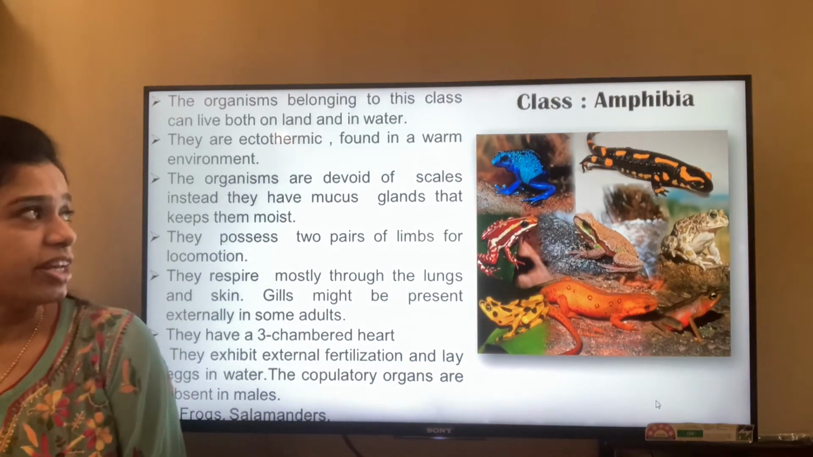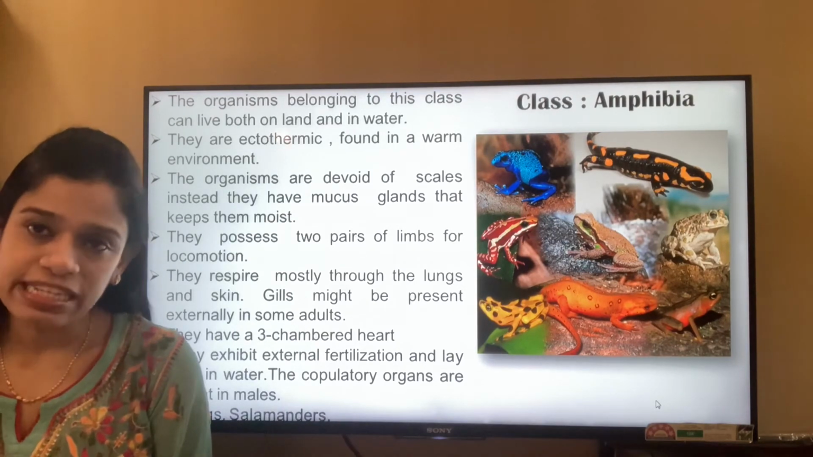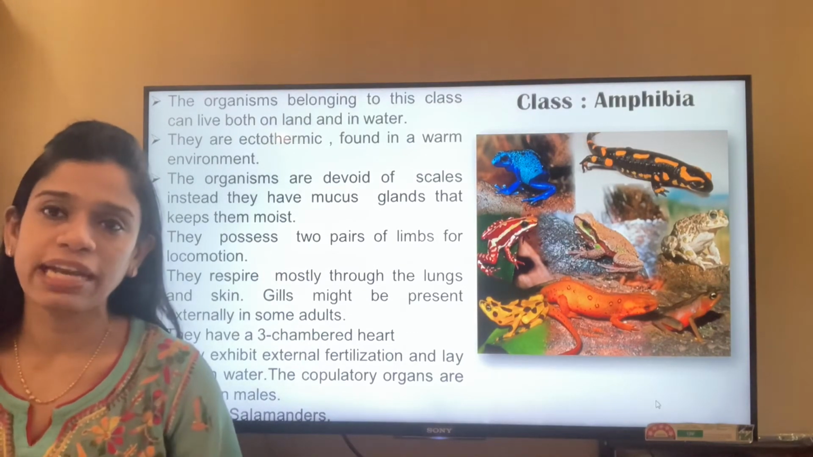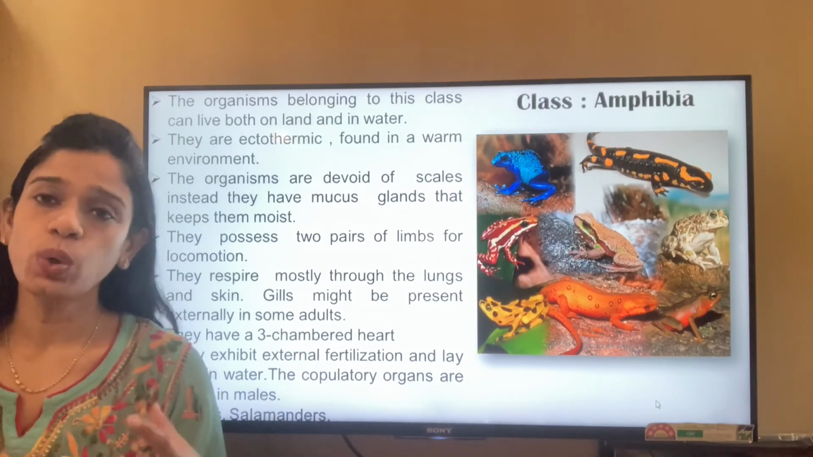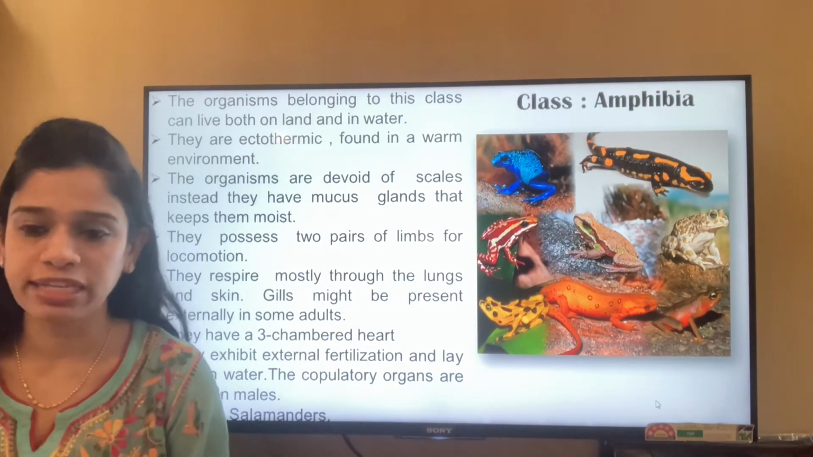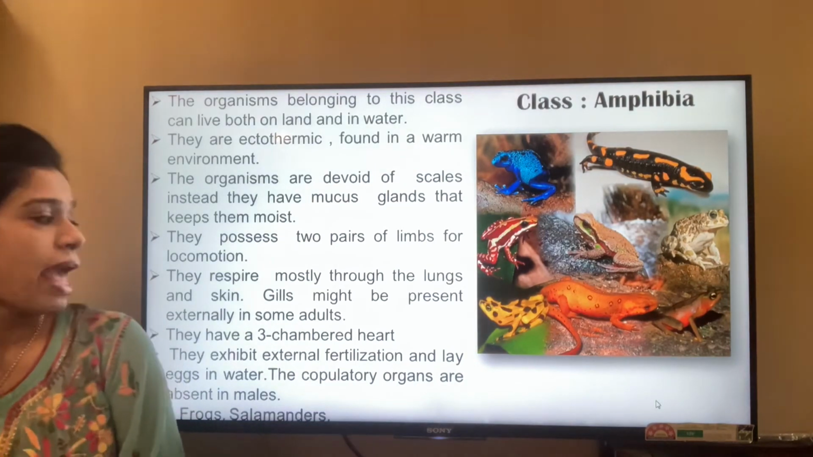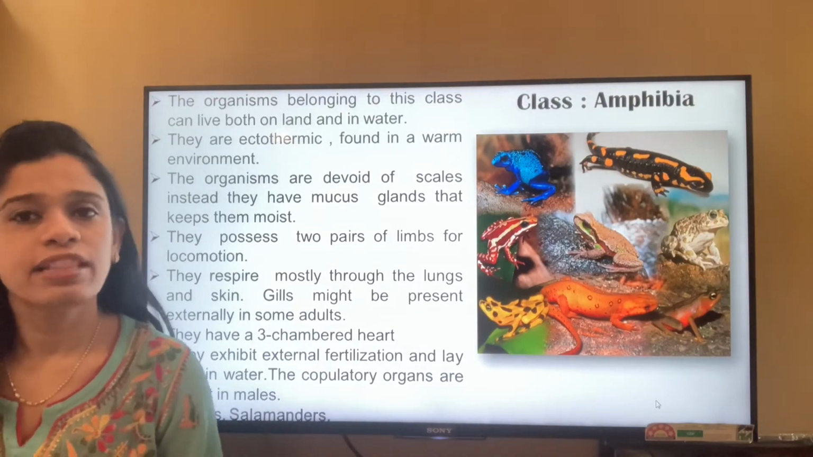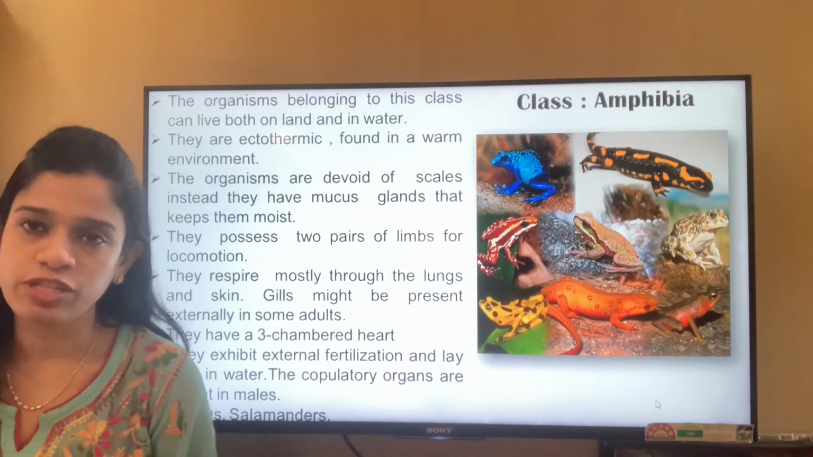So the first characteristic of the amphibians, that is they can live both on land and water. They are ectothermic in nature, that is found in a warm environment. The organisms are devoid of any scales, and they have mucus glands that help to keep them moist when they are on land. Because of the temperature, the skin might get dry, so they have a mucus gland which helps to maintain the body temperature and keeps the skin moist. They possess 2 pairs of limbs for locomotion, and they have gills as well as lungs for their breathing. Where they are on the land, they use the lungs for breathing. Where they are in water, they use the gills for the mode of respiration.